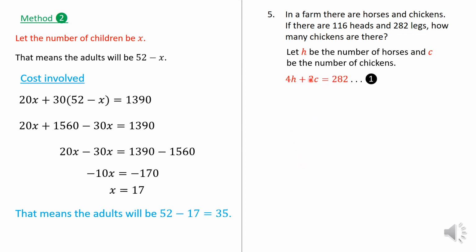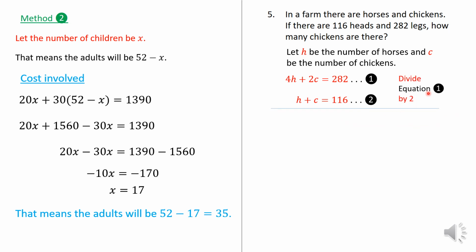The first equation, this one here, 282, deals with the legs. The horse has 4 legs. A chicken has 2 legs. I don't know what type of chickens have 3 legs, but this is not that type of question. Then the total heads will be the number of horses plus the number of chickens, which should be 116. So there you have it. You have 2 equations. You can use basically any method to solve them and find one and the other.